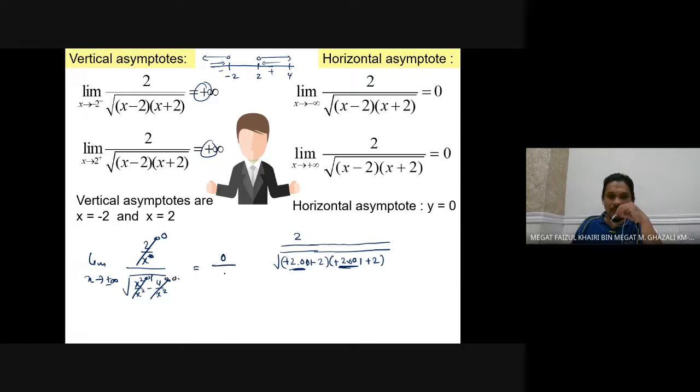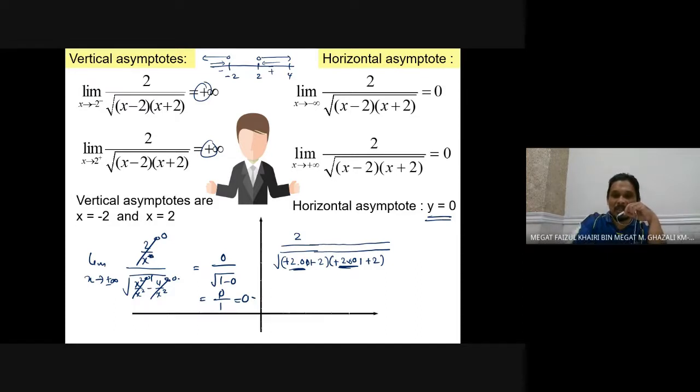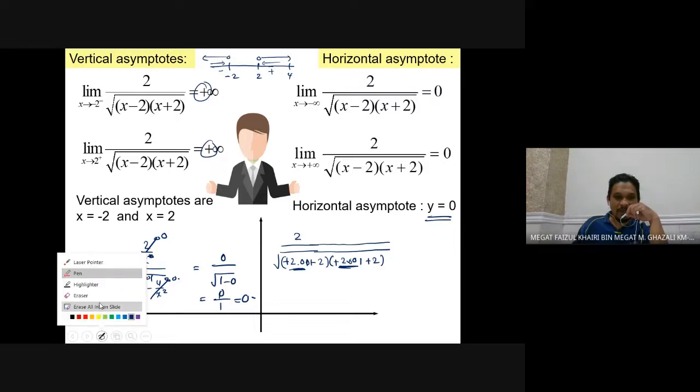So 0 divided by the square root of 1 minus 0 equals 0 divided by 1, which equals 0. So the horizontal asymptote is y equals 0. Okay, let's see the graph now. Let's see how the graph looks like.